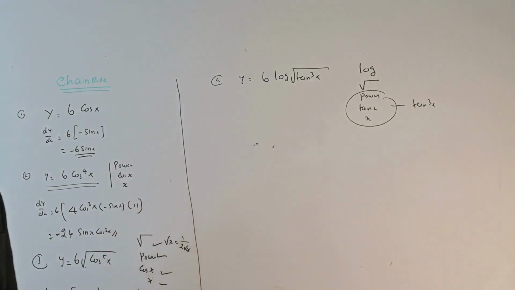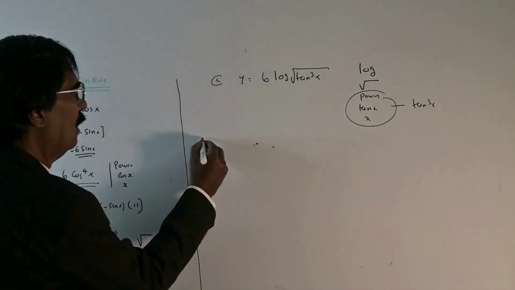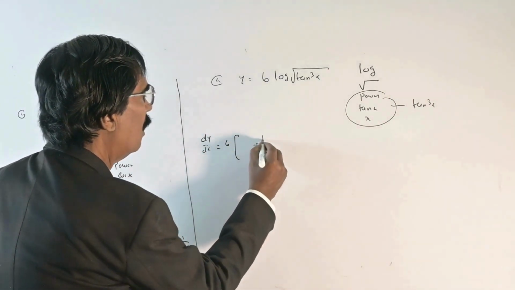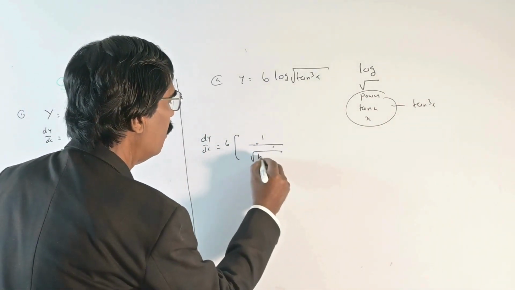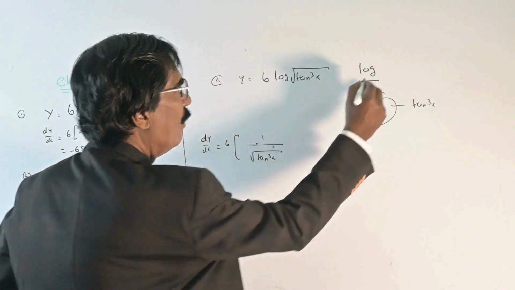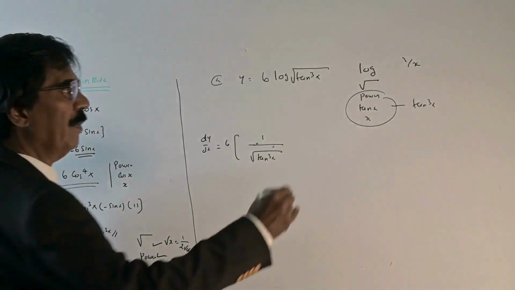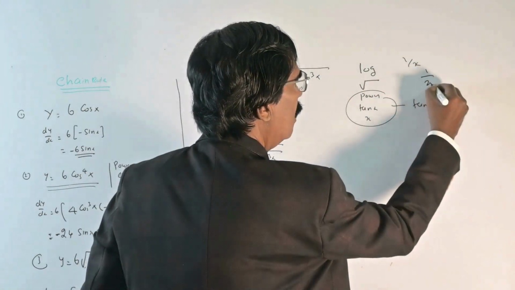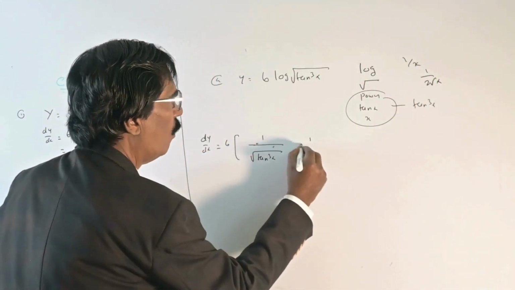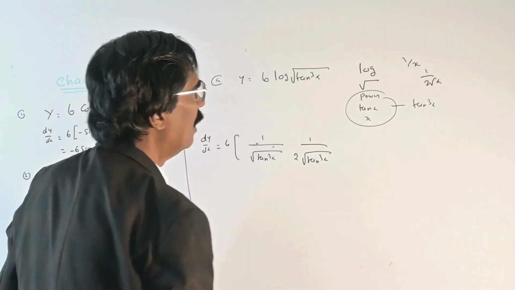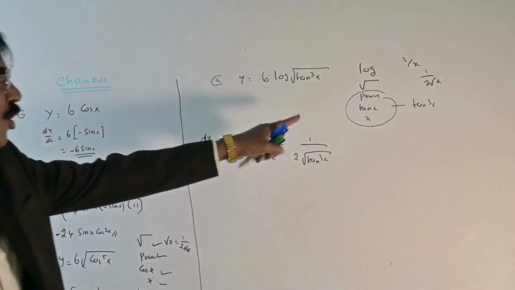Right? I think you are clear with this. Now listen, dy/dx is 1 by root of y. When you differentiate log x, I said 1 by x. Then root comes. When we differentiate root x, we'll get what? 1 by 2 root x. So it is 1 by 2 root of tan cube x. Root is over. Then comes tan cube x.